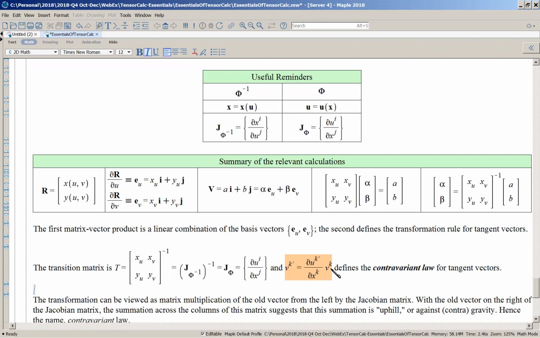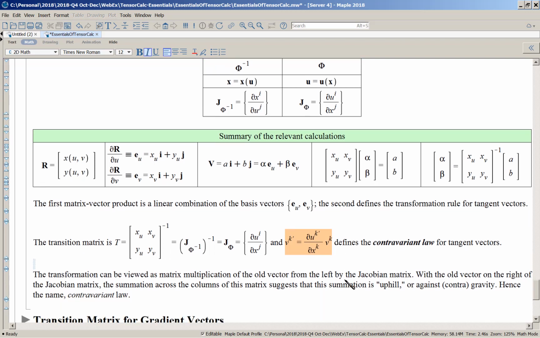In this setup, if you think in terms of the Jacobian matrix, the sum is from the Jacobian matrix upwards to the vector. Sum is upwards. And he said, against gravity, contravariant, contragravity. It worked for me. And 50 years later, I still think the same thing. Contravariant law.